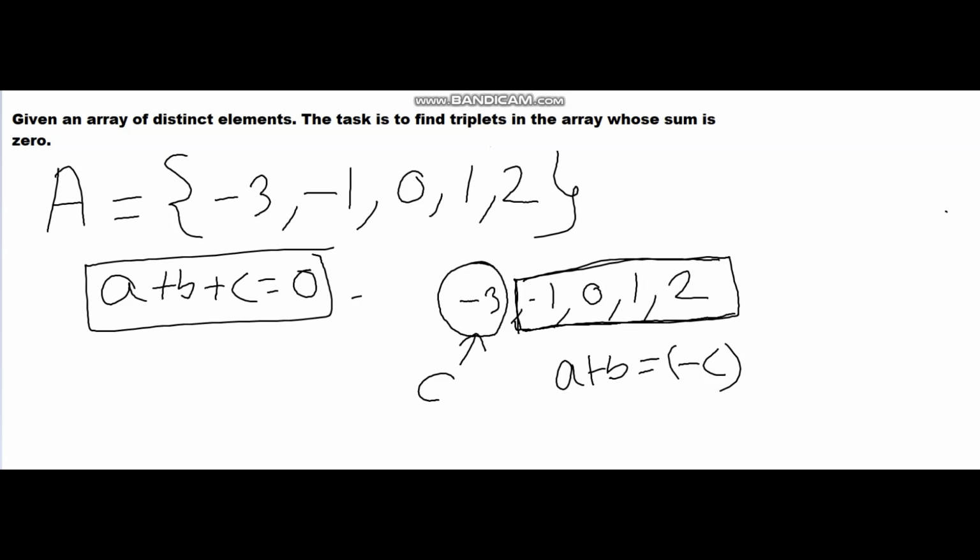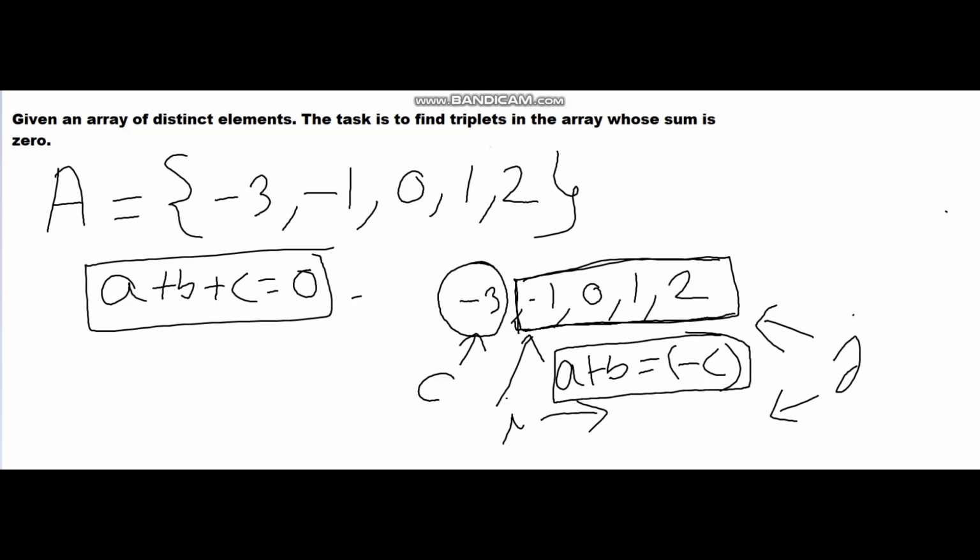Now for finding this, we can use the two pointer technique. Basically, keep i and j, and as we know how to use the two pointer technique to solve this problem, c is now the first element. Similarly, we will try to find the solution using c equals minus 3. If we find a solution, then okay, it's the correct answer.